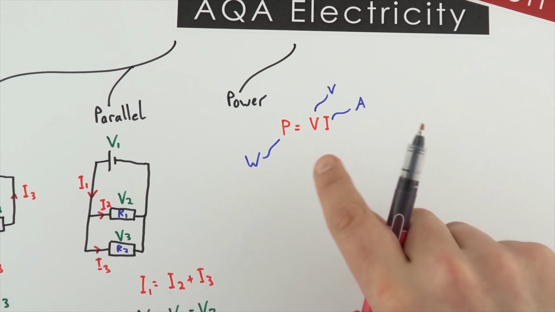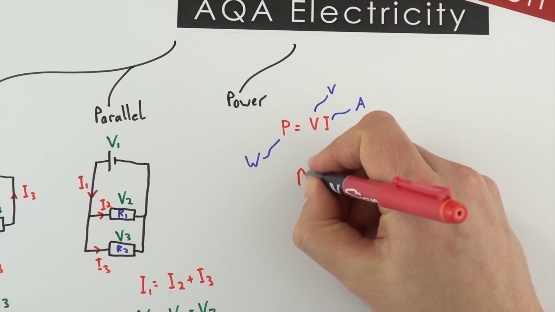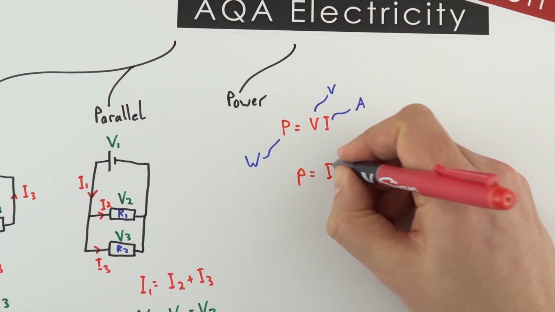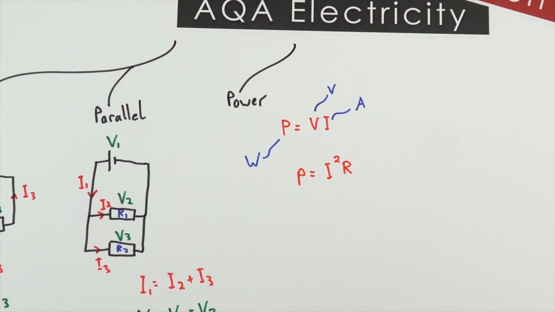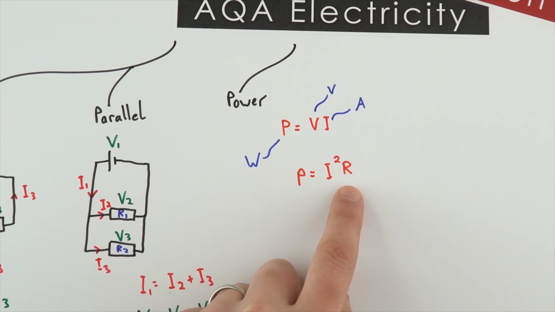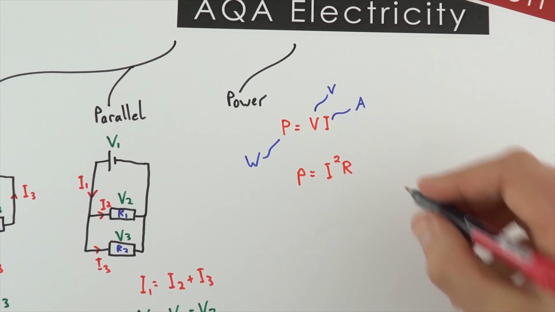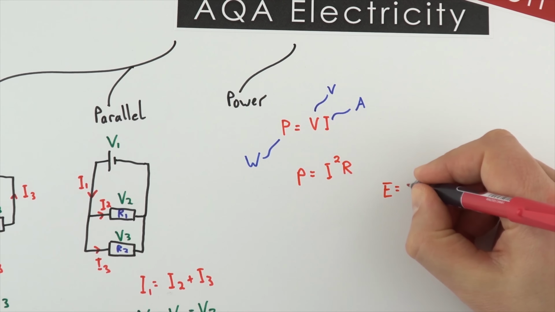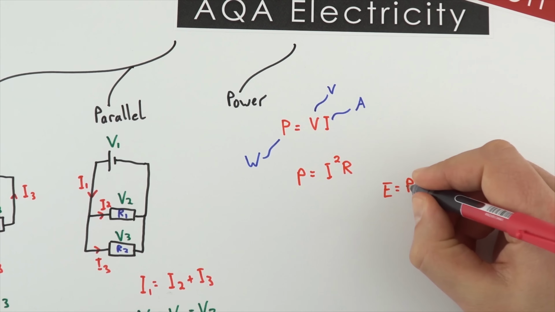But sometimes we might not know the potential difference. And the other equation we can use is P is equal to I squared R. So we can also work out the power, capital P, is equal to the current squared times the resistance. Now, again, you've got to remember that energy is going to be equal to power times time.